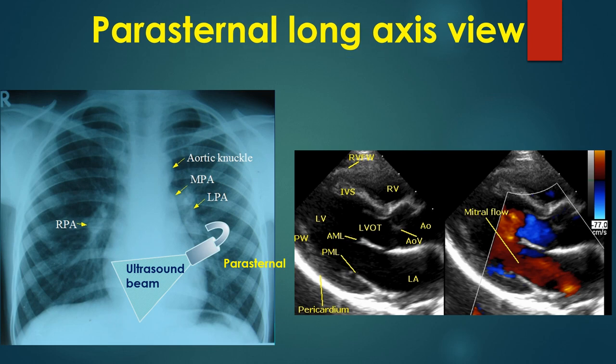Usual structures imaged in this view are the right ventricular free wall and outflow region, interventricular septum, aorta and aortic wall, left ventricular outflow tract, anterior and posterior mitral leaflets, left ventricular cavity, posterior wall of left ventricle and left atrium. Color Doppler imaging is used to image the flow directions and abnormal flows if any.